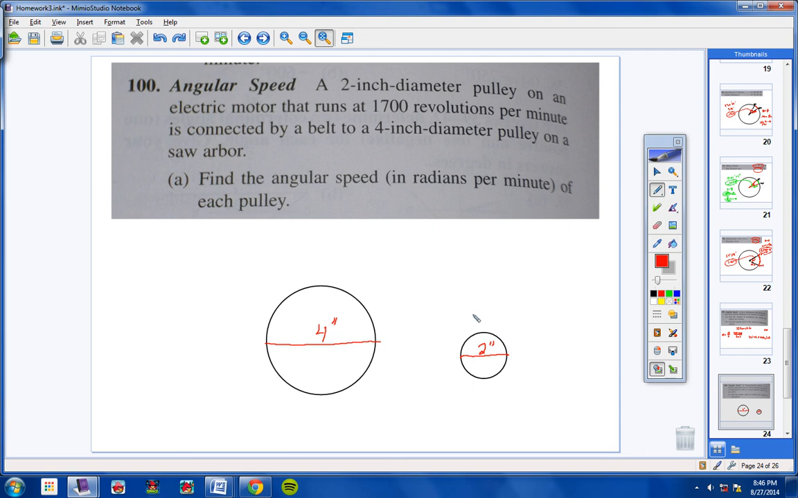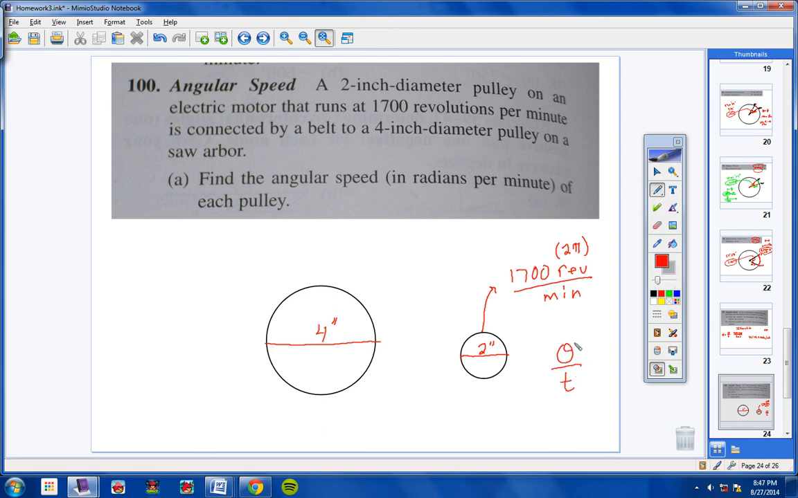Now, let's start with a 2-inch diameter pulley first, because it tells us the revolutions per minute. It's traveling at 1,700 revolutions per minute. So this one, students, should be really easy to convert over to radians per minute, because you know the revolutions. You know that every revolution is how much? 2 pi.